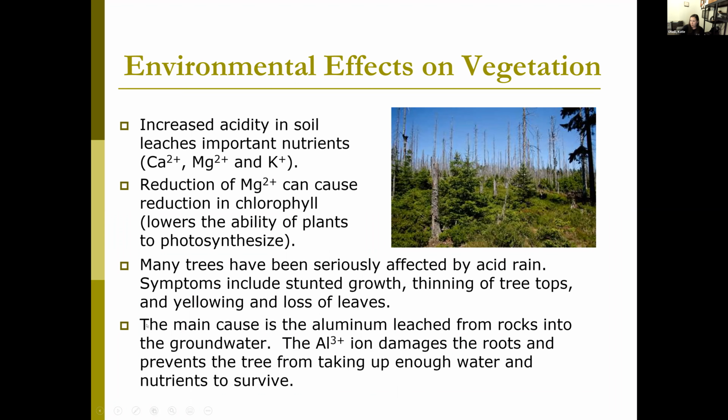All right, and then there's also an aluminum replacement that can happen. So when it's leached from the rocks, then the aluminum that's now in the rainwater is going to damage the roots and prevent the tree from taking up water. So it's kind of screwing up all of the access to food, water, everything, so the tree can't grow. Bad for vegetation, meaning any kind of plants.